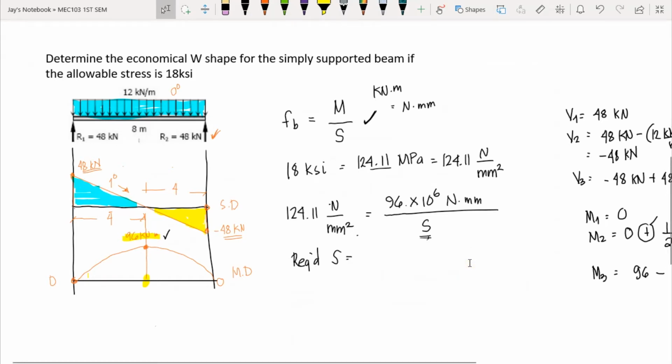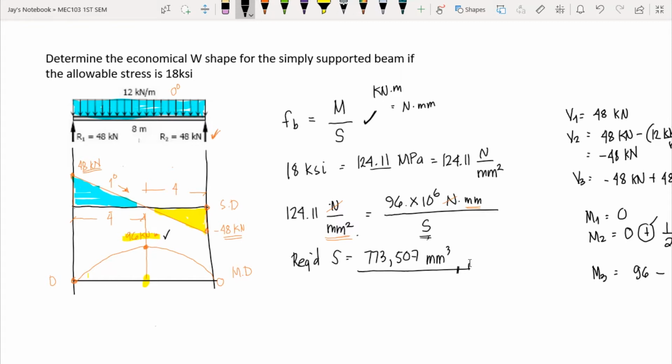We have the required section modulus, which is equal to 773,507. The unit would be, now take note, you can cancel Newton here, but you cross multiply millimeter squared and millimeter. This would give us millimeter to the third power, or millimeter cube. So this will be the important data that we will be using in identifying the lightest wide flange shape.